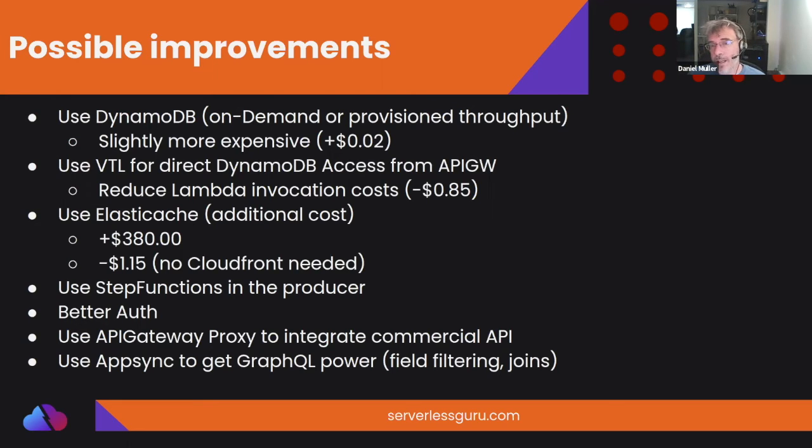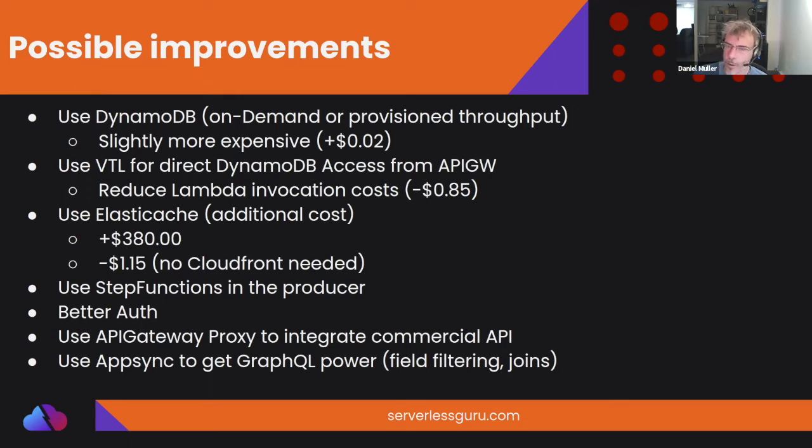And surprisingly, storage for Dynamo and storage for S3 are kind of the same price. Request-wise, they're kind of the same price. In my math, it was slightly more expensive, like 2 cents more. Then, once you have Dynamo, you could use VTL in the API Gateway to directly query Dynamo instead of having a Lambda function. So you reduce your Lambda invocation cost by 85 cents. You could use ElastiCache or now MemoryDB to store your data, but obviously that's a high jump in cost. But you win the $1.15 of CloudFront.